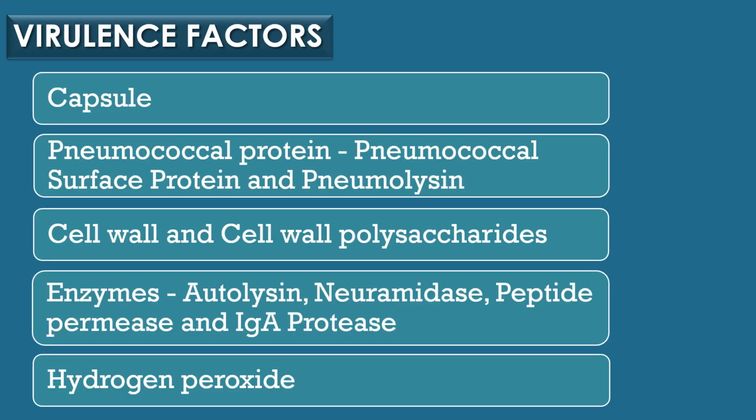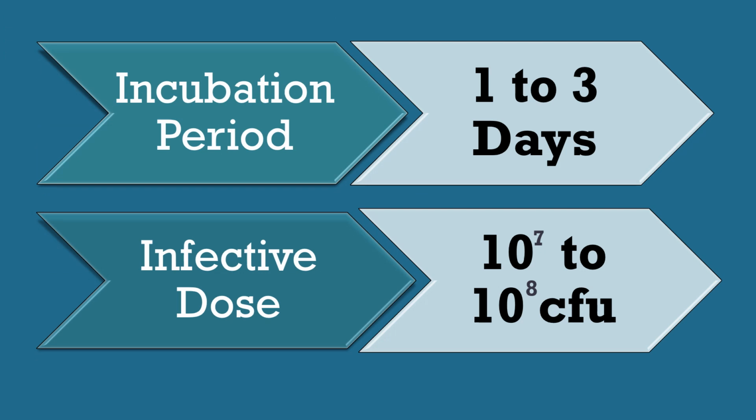Regarding virulence factors of Streptococcus pneumoniae, five virulence factors are widely observed. They are the capsule, pneumococcal proteins like pneumococcal surface protein and pneumolysin, cell wall and cell wall polysaccharides, enzymes like autolysin, neuraminidase, peptide permease and IgA protease, and finally hydrogen peroxide. The incubation period of Streptococcus pneumoniae infection is 1 to 3 days, and the infective dose required for causing infection is 10 to the power of 7 to 10 to the power of 8 CFU.